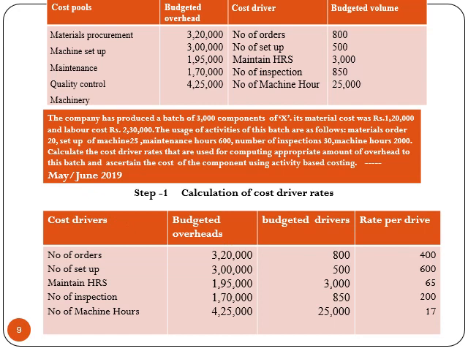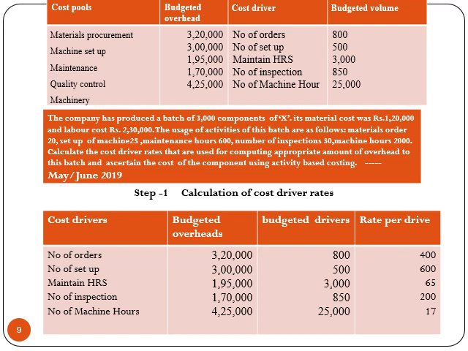So let us start with the first step, that is calculation of the cost driver rate. Again, for your reference, I put the problem along with the instructions given in the problem. So we need to have 4 columns. First column is the list of the cost drivers, then budgeted overheads, then budgeted drivers, then rate per driver.